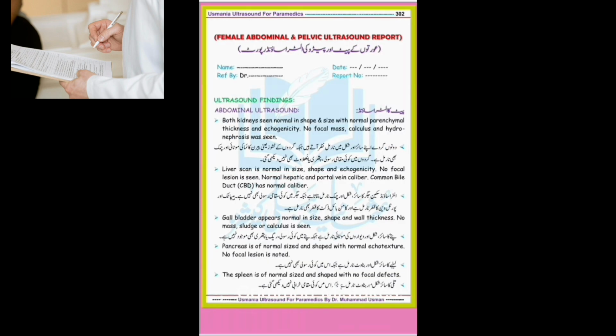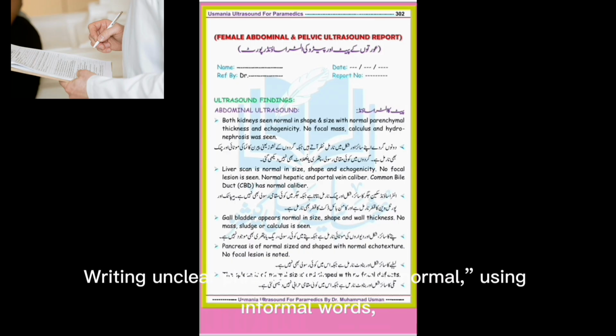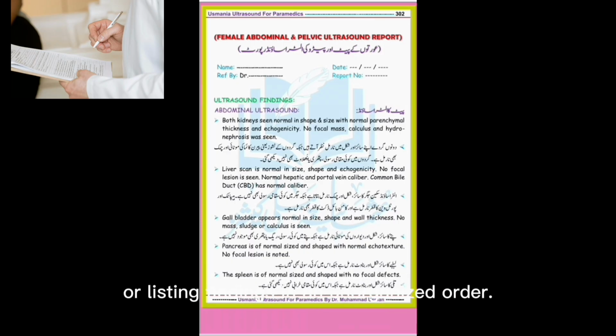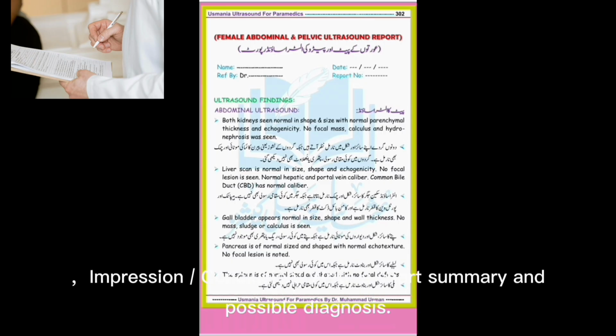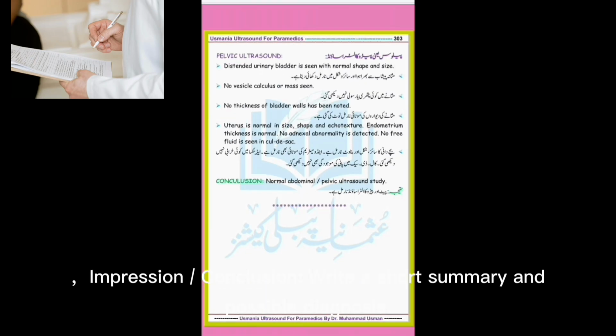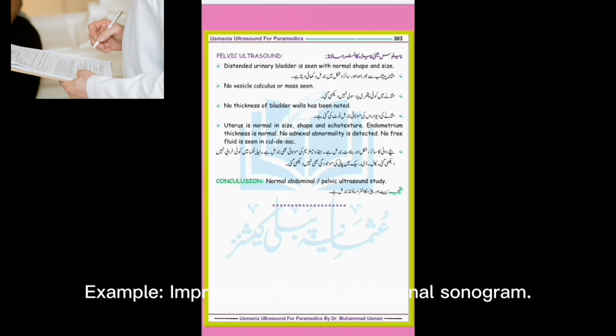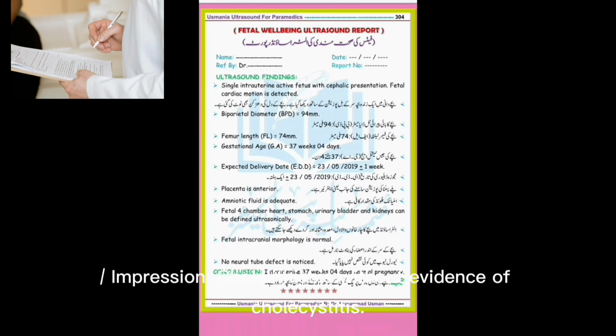Common mistakes: writing unclear phrases like "looks normal," using informal words, or listing findings in an unorganized order. Impression, conclusion. Write a short summary and possible diagnosis. Example: impression, normal abdominal sonogram. Impression, cholelithiasis without evidence of cholecystitis.